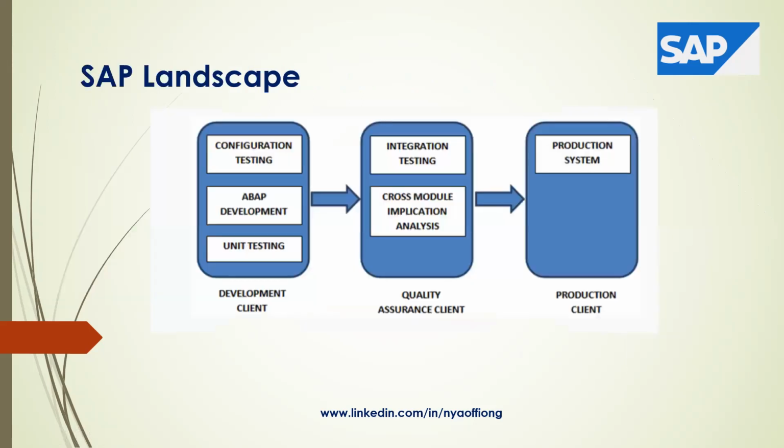So let's look at the SAP landscape. In the SAP landscape here, we have three systems: development system, quality assurance system, and production system. Each of the systems has different functionalities.